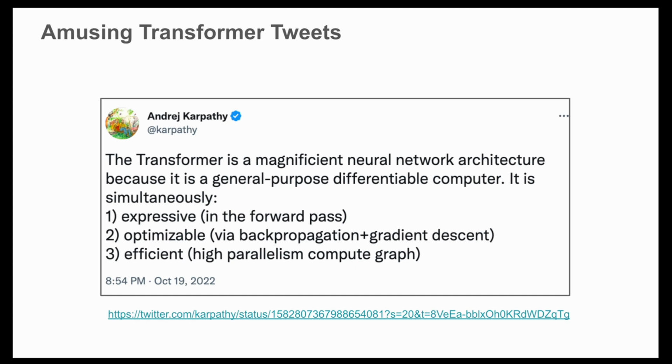He posted in October 19: The transformer is a magnificent neural network architecture because it is a general purpose differentiable computer. It is simultaneously one, expressive in the forward pass. Two, it is optimizable via backward propagation and gradient descent. And three, it is efficient, a high parallelism compute graph.